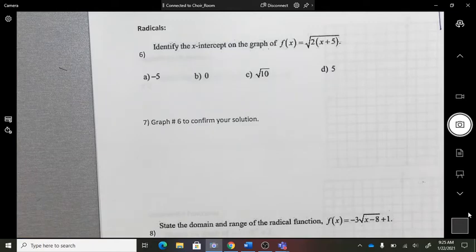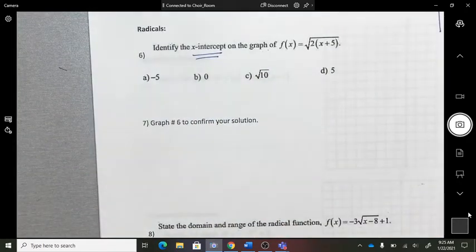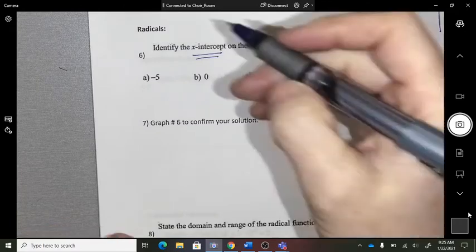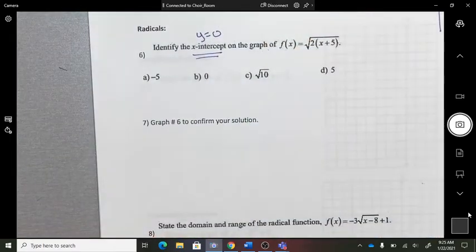Identify the x-intercept of this graph. When you have an x-intercept, it's on the axis, so therefore, if you're on the axis, the y has to be a 0.